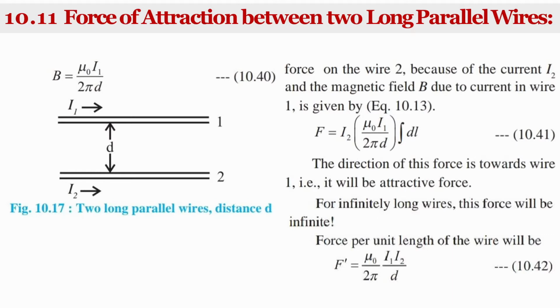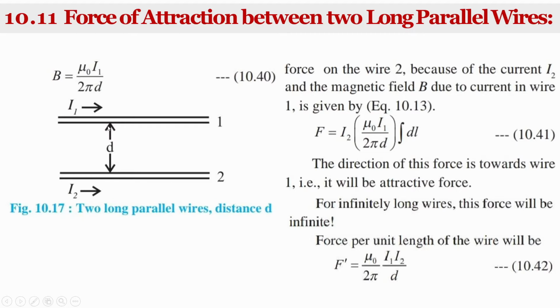Then the next point is force of attraction between two long parallel wires. So let us see the figure. In this figure there are two long wires. This is long wire 1, this is long wire 2. These two long wires are separated by a distance d. Let I1 be the current flowing through the first wire and I2 the current flowing through the second wire.